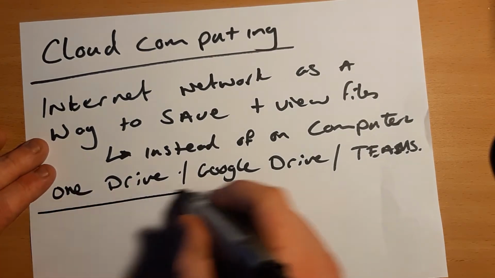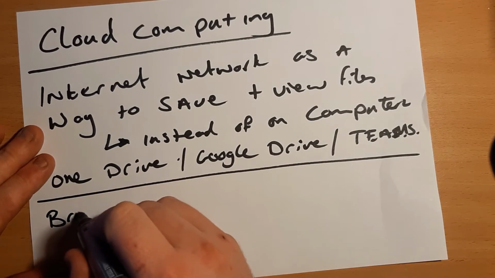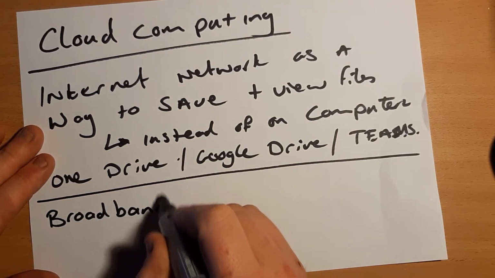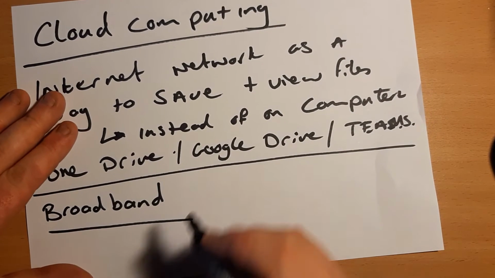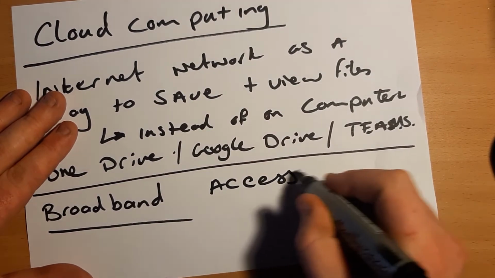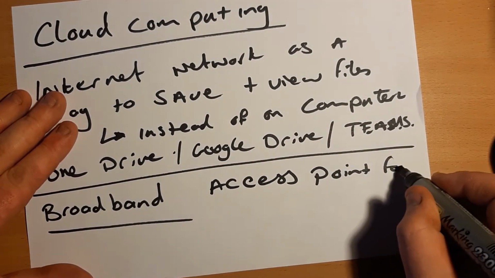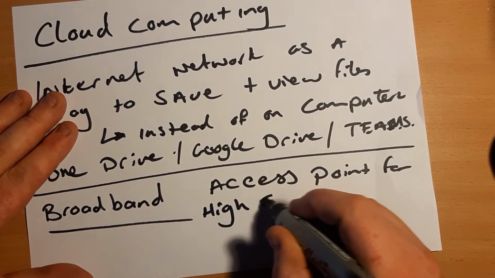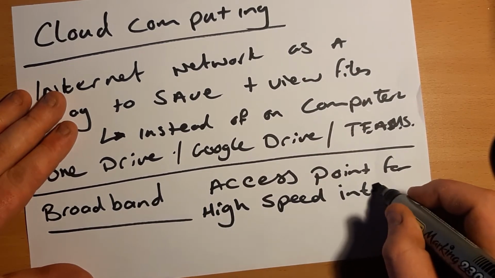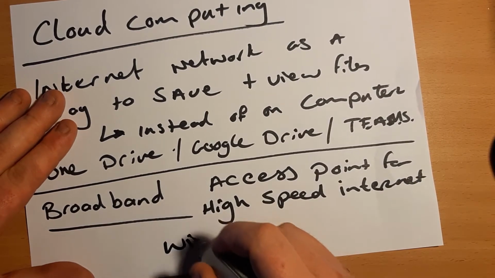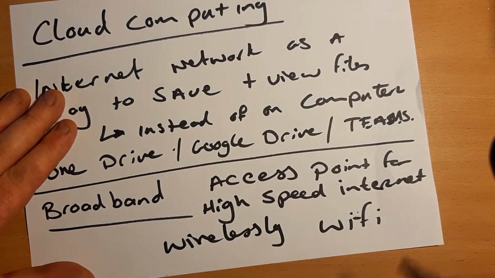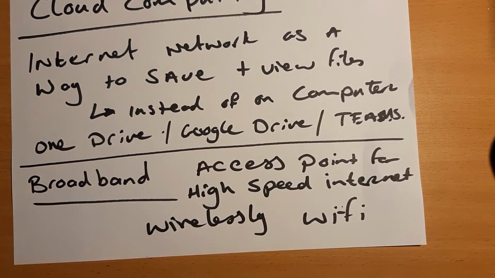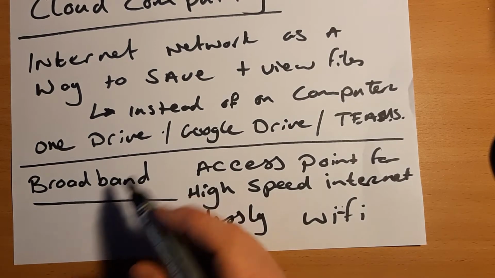The next one is broadband. Do not get caught up with this, as some people get caught out with it. The thing about broadband is it's an access point for what you call high-speed internet, but wirelessly. That's your Wi-Fi. So please don't put down internet or Wi-Fi. It's an access point. It's where you access the internet. Without broadband, it used to be a dial-up connection.